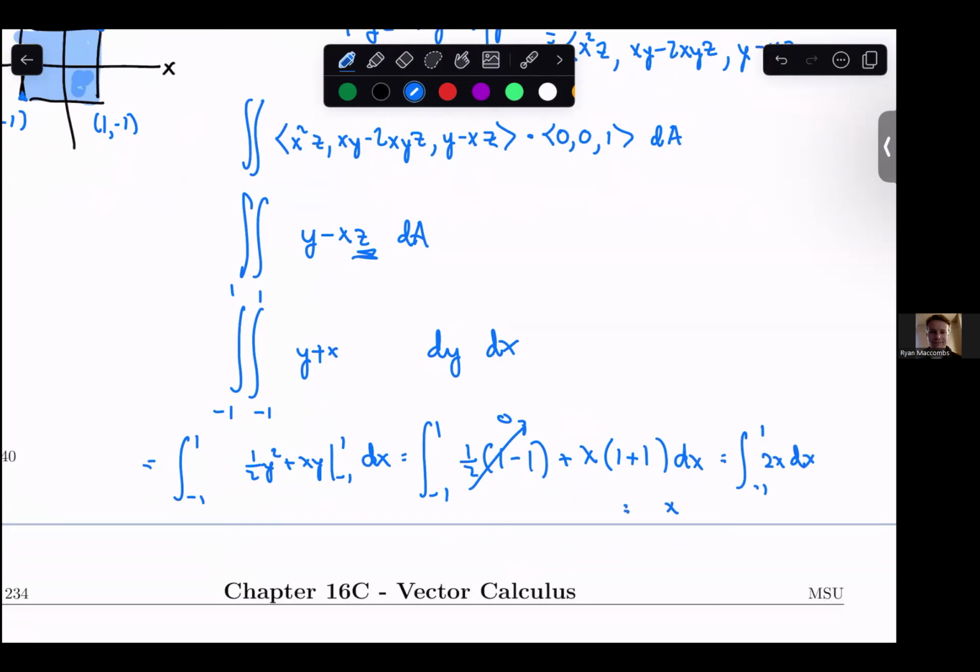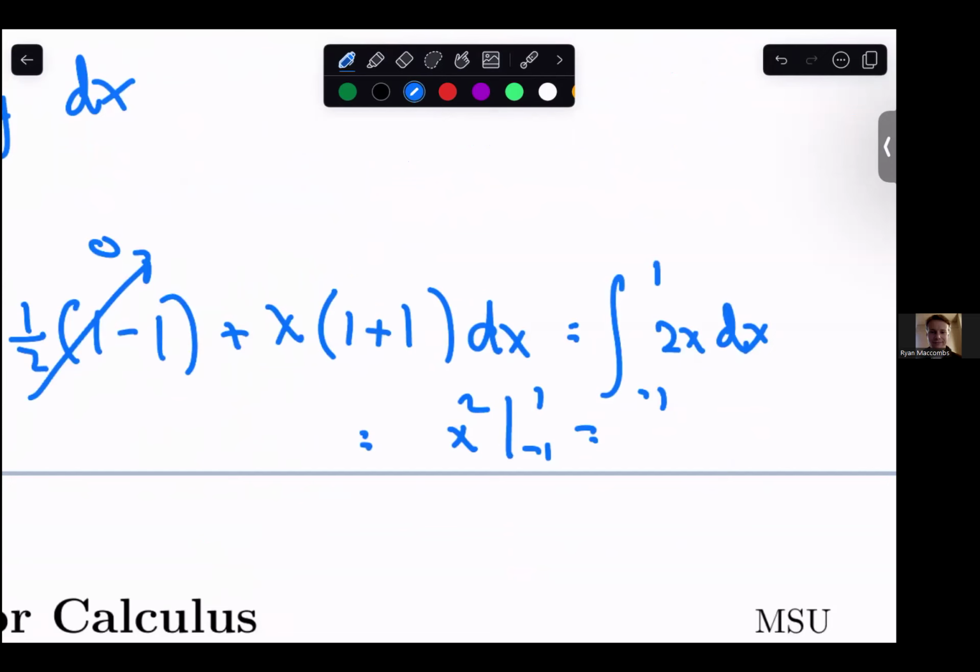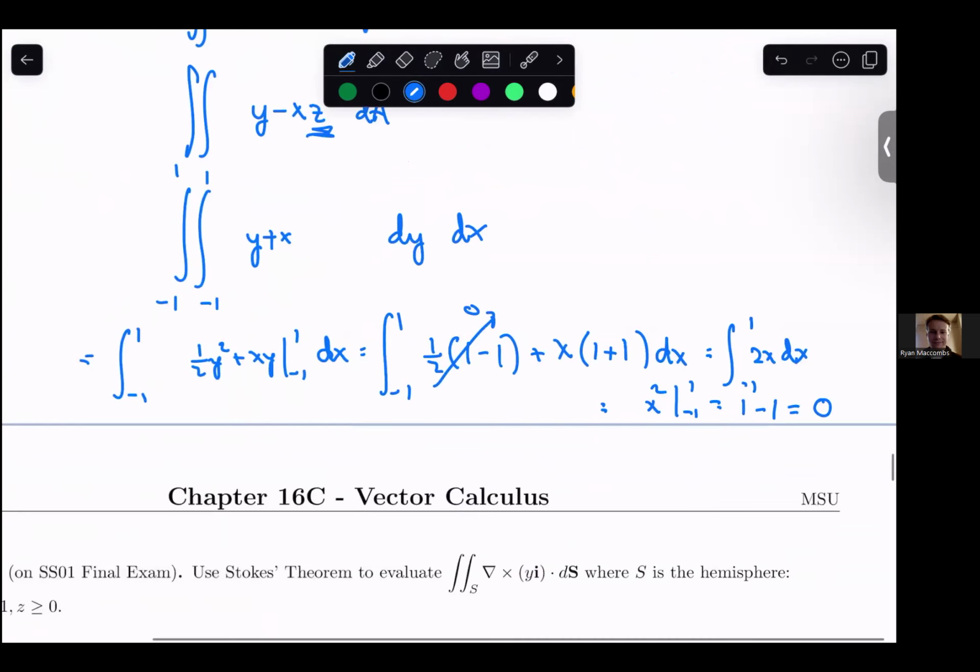So when I integrate that, we're going to have x squared, again, from -1 to 1. And when I plug in 1 and I square it, I'm going to get 1. And when I plug in -1 and I square it, I'm going to get 1. So 1 minus 1, my final answer for this problem is going to be 0.